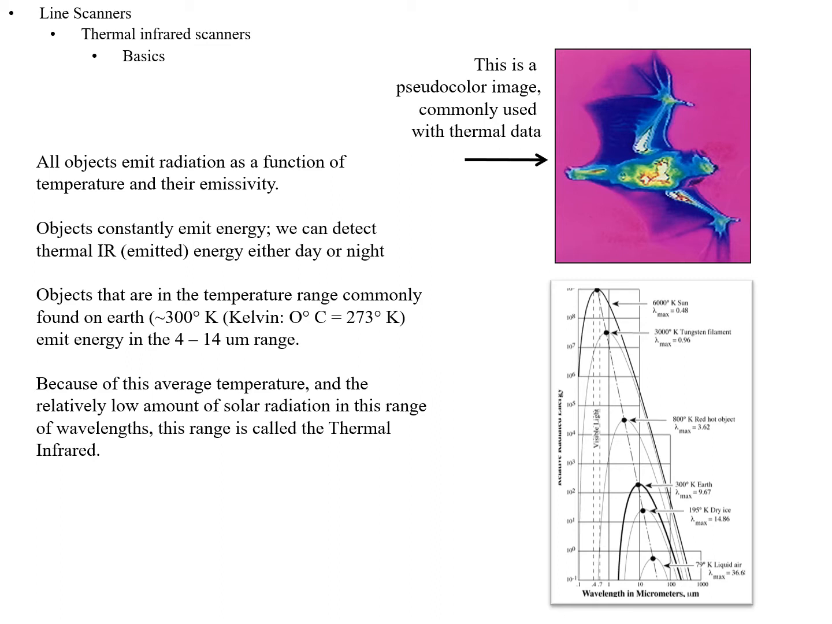And as we discussed, because of this average temperature and the relatively low amount of solar radiation in this range, it can be called the thermal infrared. Any observations, I should say, of light was probably emitted from an object and was not emitted by the sun and then reflected off the object.